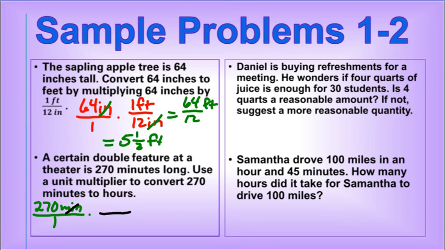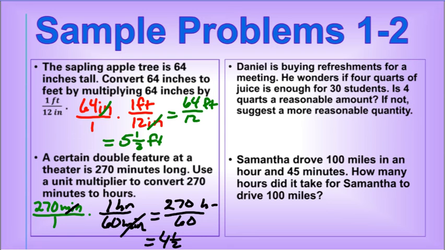So it would be 1 hour, it's the same as 60 minutes. The minute labels cancel out, I'm left with hours, so I'm at 270 hours over 60. 270 divided by 60 gives you 4.5, or 4.5 hours.